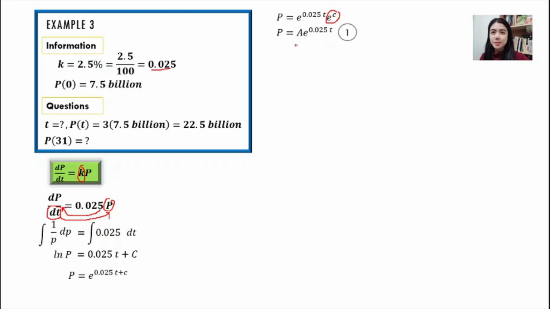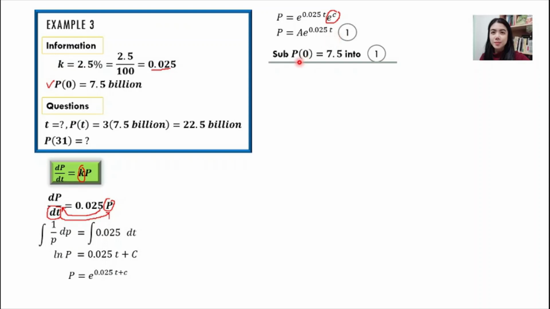Let's name it as equation number 1. If we focus on here, basically we just have to figure out the value of parameter a. And how are we going to find out the value of parameter a? That is through the information that we have here, that is p0 equal to 7.5 billion. So we're going to use this information. Let's substitute p0 equal to 7.5 into your equation 1.